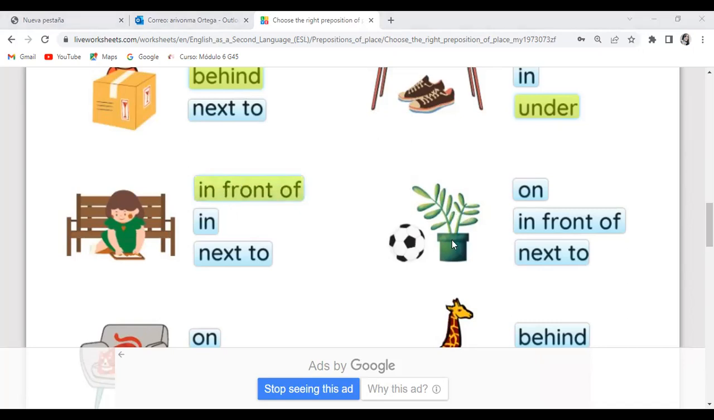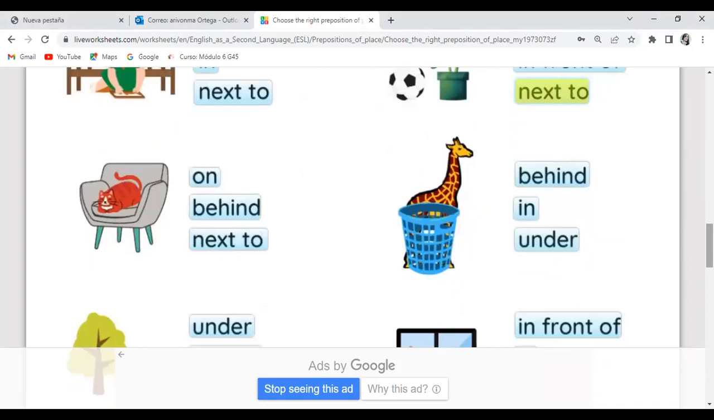And your son says, Mom, have you seen my soccer ball? And you say, yes, your soccer ball is on, in front of, or next to the plant. What do you say? Next to, yes, very good. Next to.